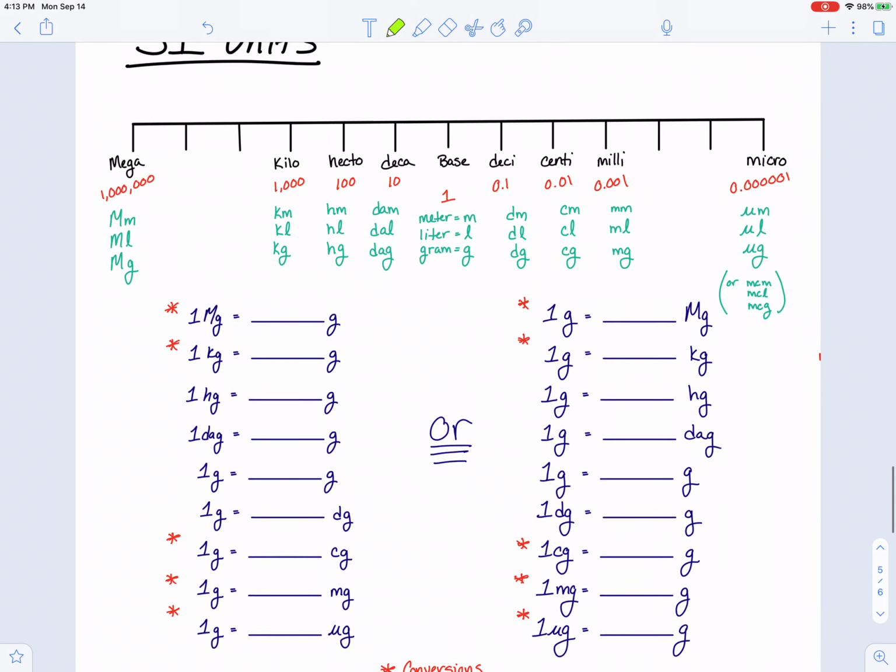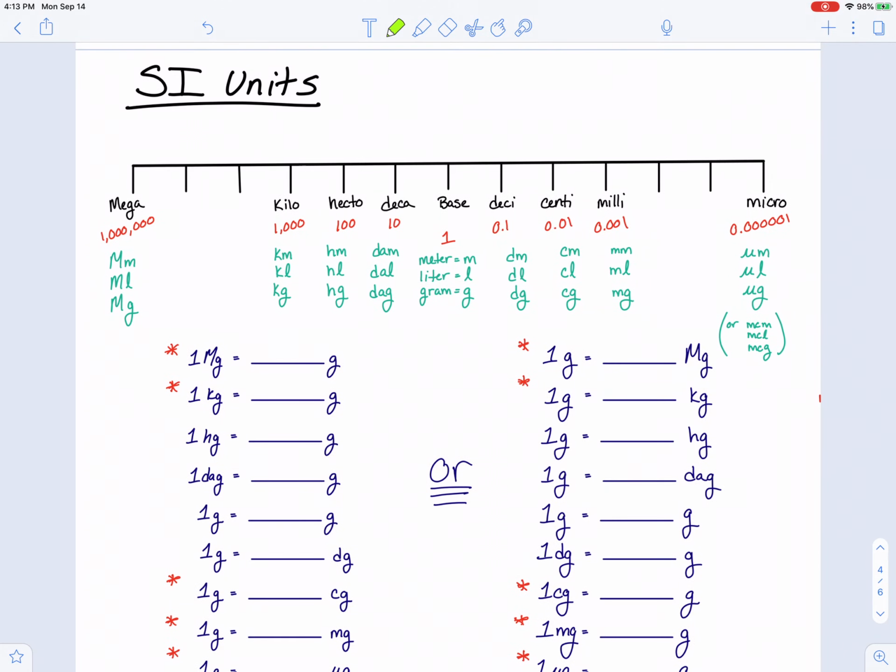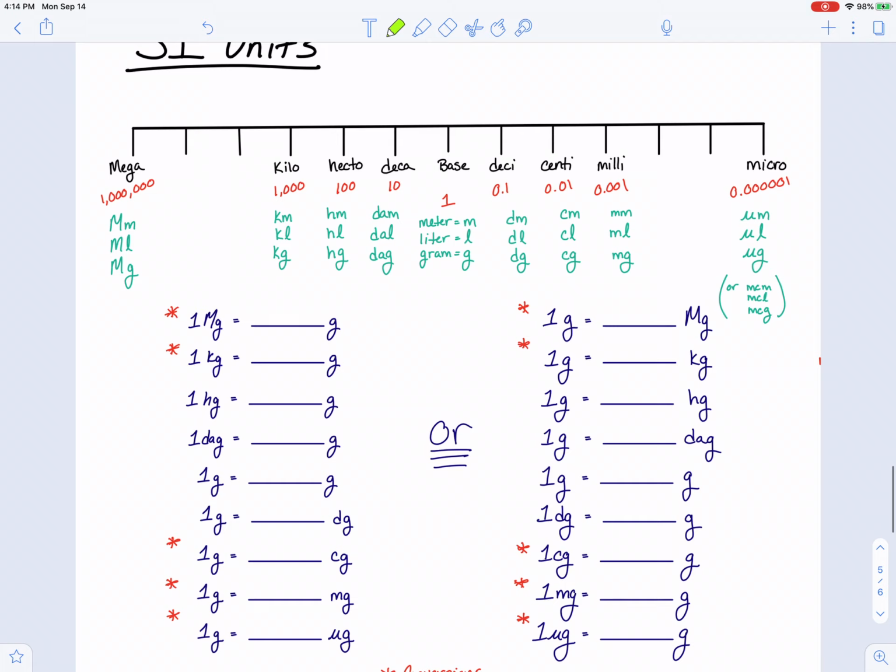This video is going to discuss how we convert units in our classroom. So we're going to talk about all of our standard units, and we're going to call meters, liters, and grams our base unit. So meters, liters, and grams are what we measure things in. So meters for distance, liters for volume, and grams for mass.